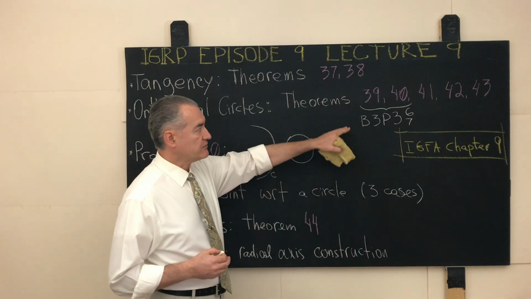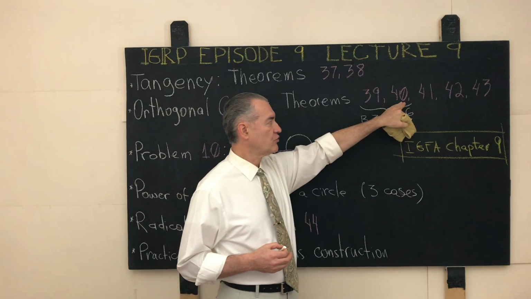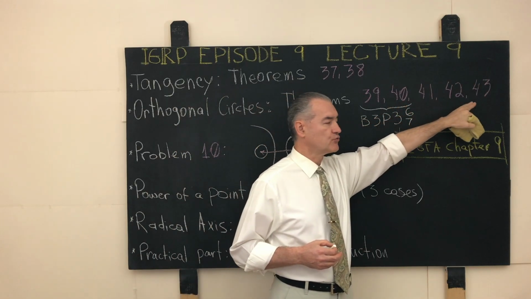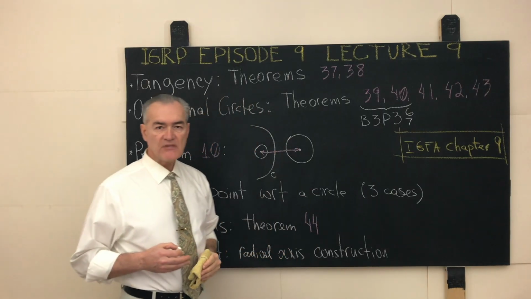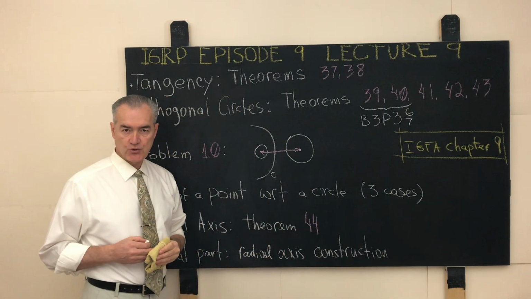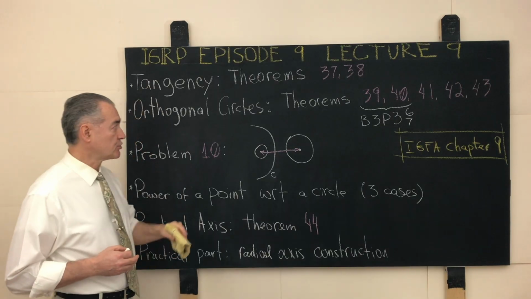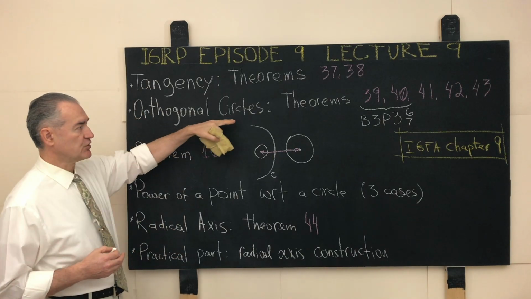Across the theorems numbered 39, 40, 41, 42, and 43, we will investigate how inversion of the real plane with respect to a circle acts on the so-called orthogonal circles.